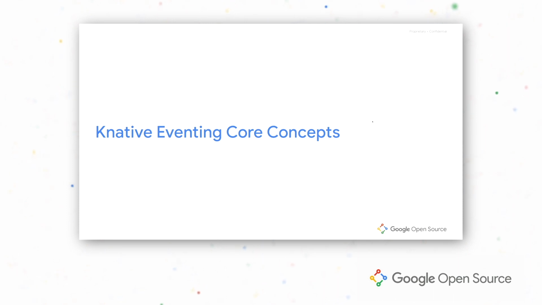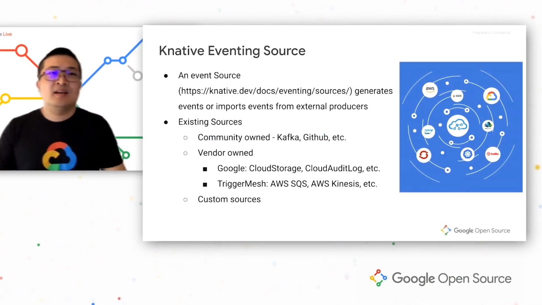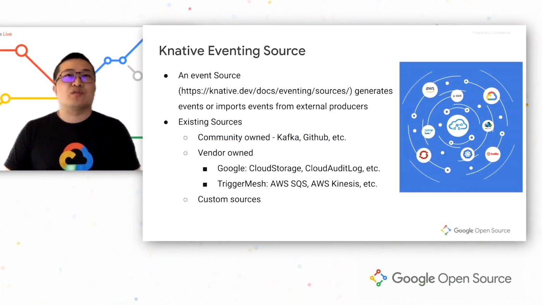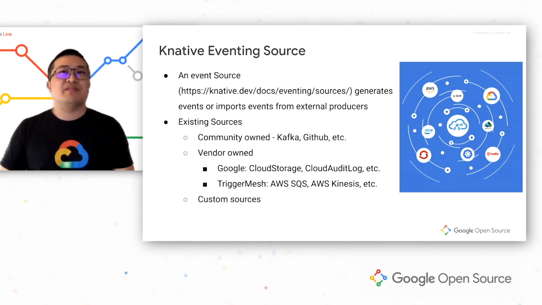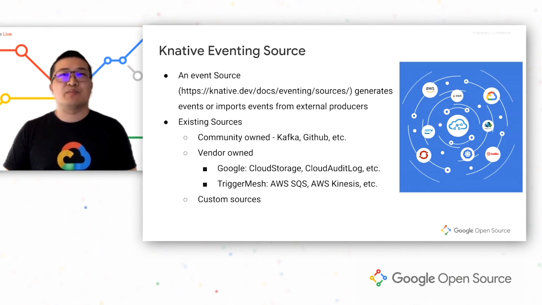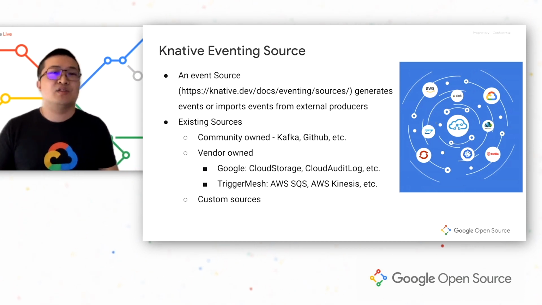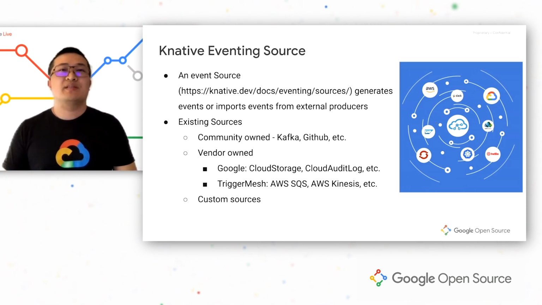As mentioned earlier, Knative Eventing provides composable primitives to enable late binding event producers and consumers. So now let's look at those concepts in more detail. A Knative Eventing source is a component that generates events or imports events from external producers. The main responsibility of a source is to produce events in a Cloud Events format, which is the standard format we uniformly adopt in the project.